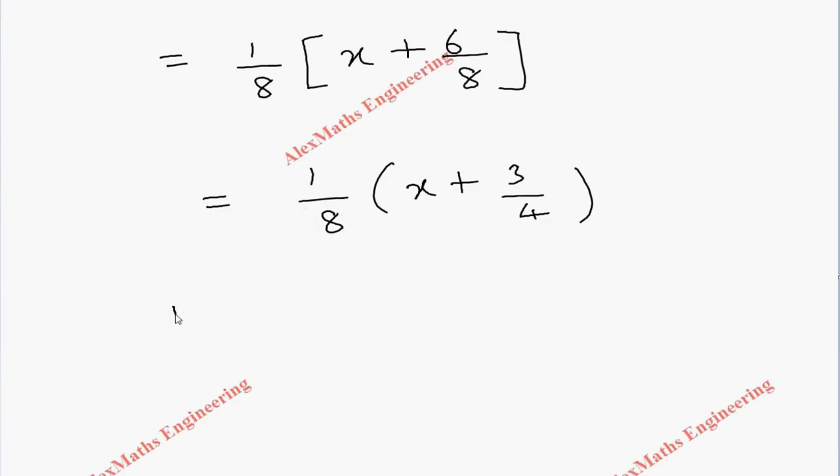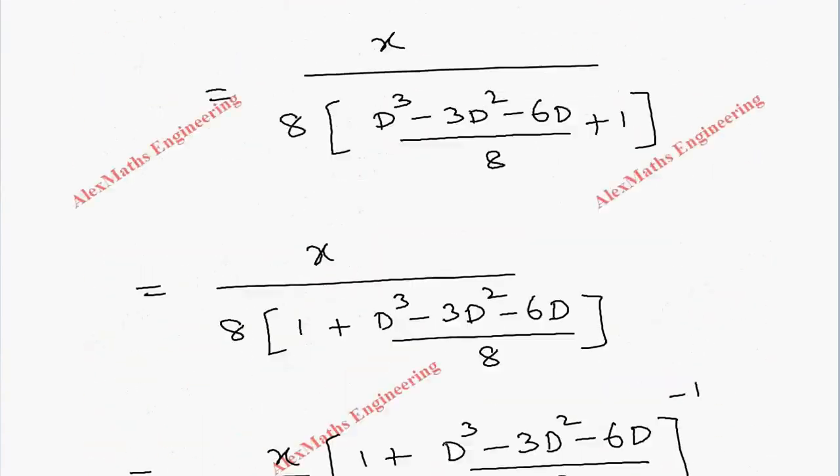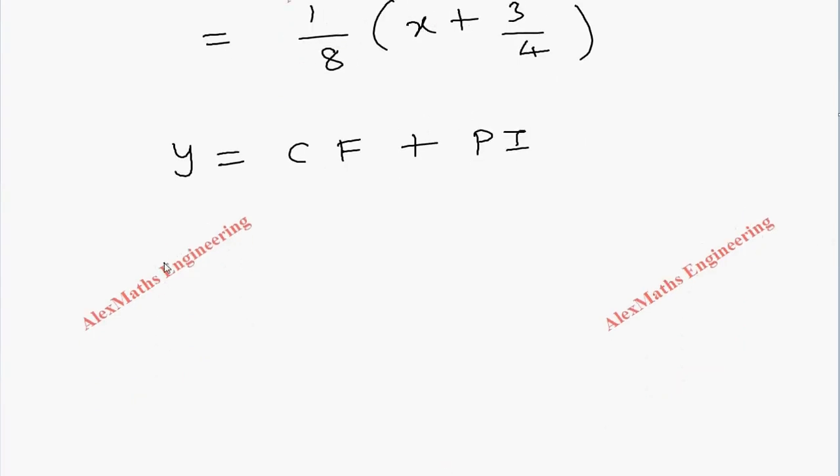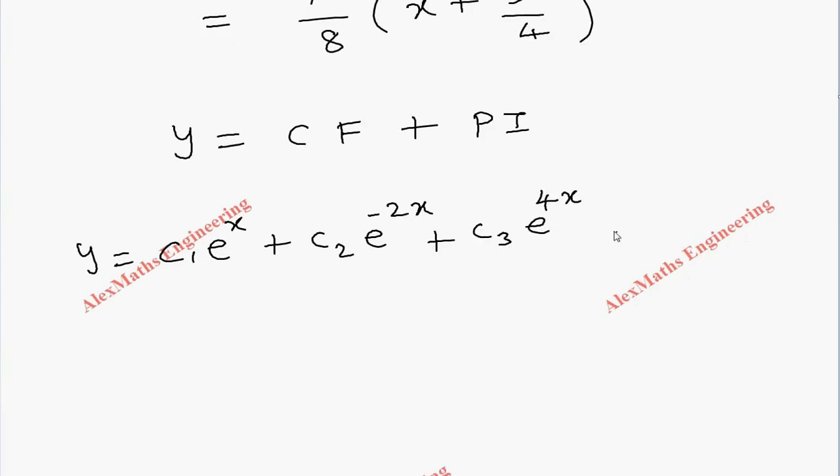So finally, the complete solution is CF plus PI, and in CF we got three terms, 1, minus 2 and 4 are the values of m. So y equal to C1 e power x plus C2 e power minus 2x plus C3 e power 4x, and the PI value is 1 by 8 into (x plus 3 by 4).